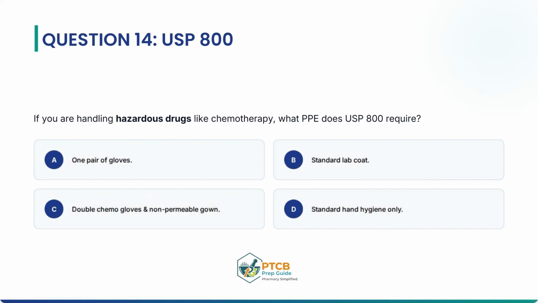If you are handling hazardous drugs like chemotherapy, what does USP 800 say you must wear? Option A, 1 pair of gloves. Option B, just a standard lab coat. Option C, double chemotherapy-rated gloves and a non-permeable gown. Or option D, nothing special, just standard hand hygiene.